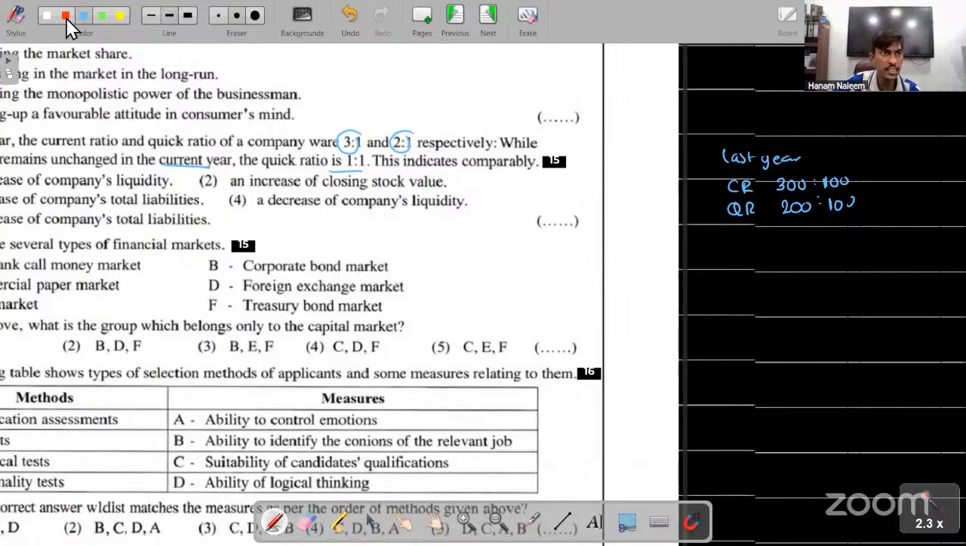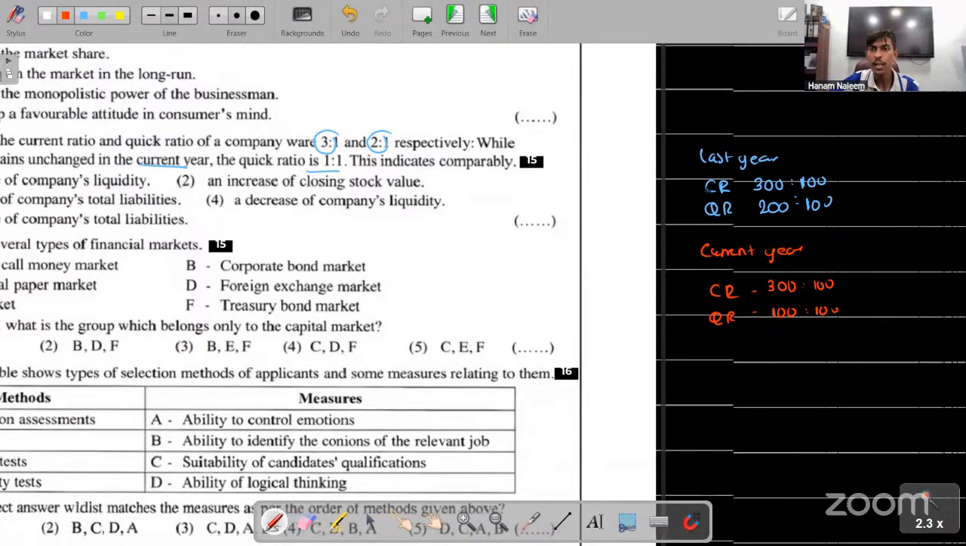But unfortunately, this year, your current ratio remains unchanged. Unchanged means it's the same, 300 is to 100. But the quick ratio has reduced. Last year it was 200, this year it is 100.